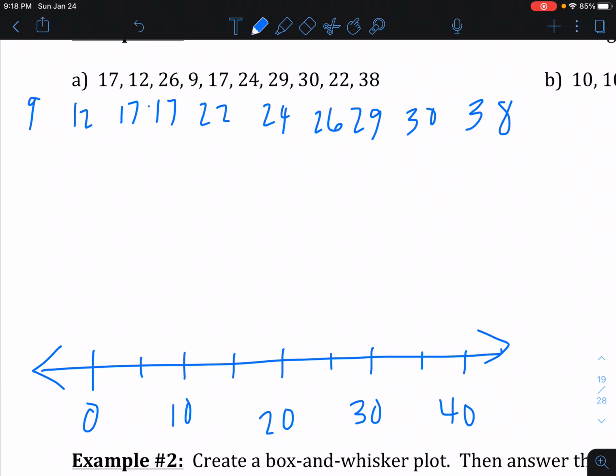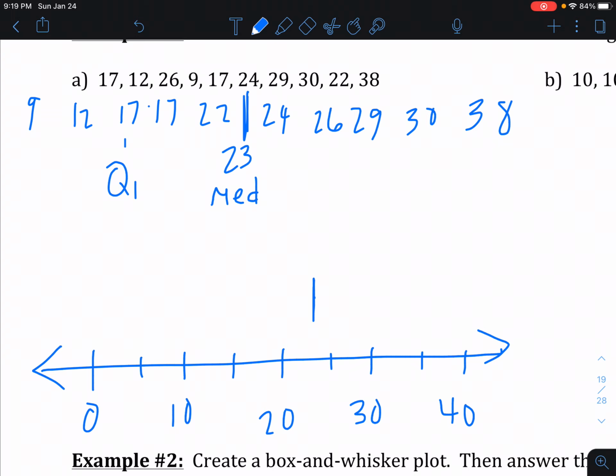All right, so then what I usually do is I look to see where the middle, the median, is. It would be right here, in between 22 and 24. So add them up and divide by 2, and of course that would be 23. So again, that's the median. So that'll be a middle line right here. We don't put it on the number line, we put it above the number line. And then with the first quartile, I look at my first half of the numbers, which has the middle number right here. That is my first quartile.